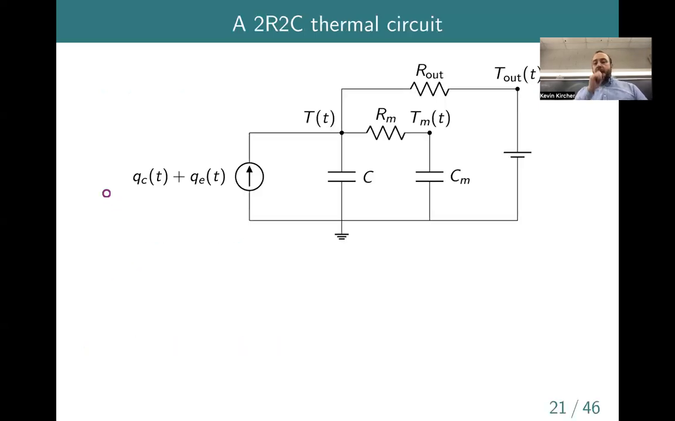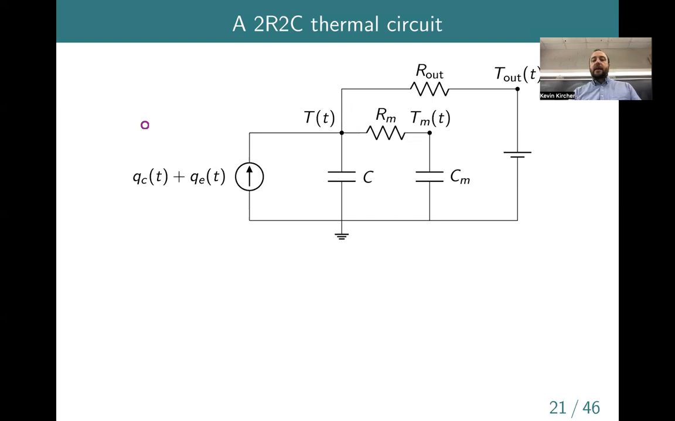All right. So just to review thermal circuits, there's this analogy between thermal and electrical circuits where temperature plays the role of voltage. We have analogs between capacitance and resistance on both the thermal side and the electrical side. And then heat flow or heat transfer basically plays the role of current.